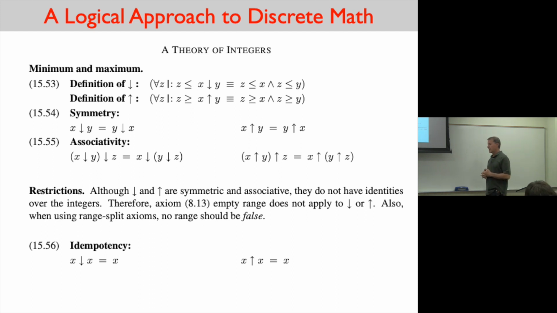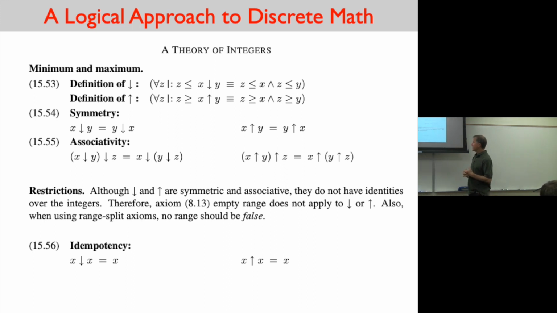So that means we can quantify, but only with the restriction that you can't use the empty range rule, because the empty range rule depends on the operation having an identity. So you can't use any quantification where the range is false. Although min and max are symmetric and associative, they do not have identities over the integers. Therefore, axiom 8.13, the empty range rule, does not apply to min or max. Also, when using range split axioms, no range should be false. As long as you follow those restrictions, we can still do it.